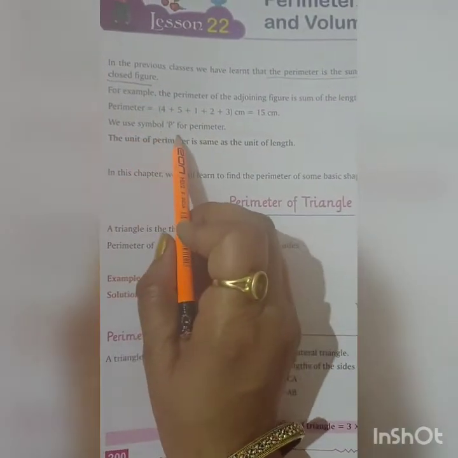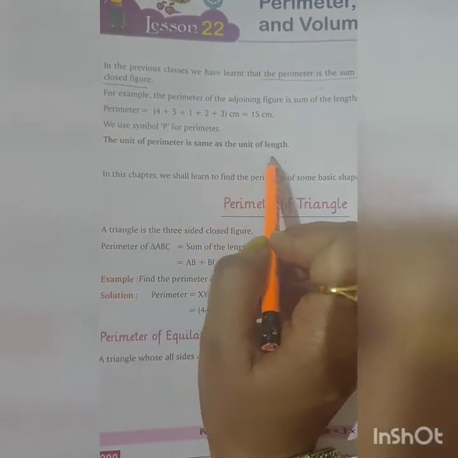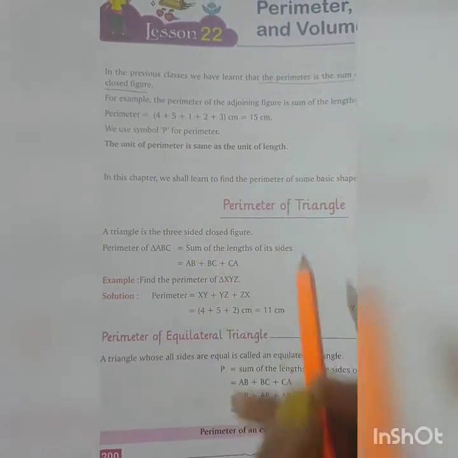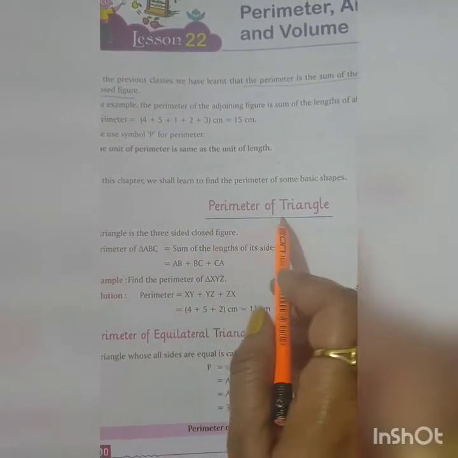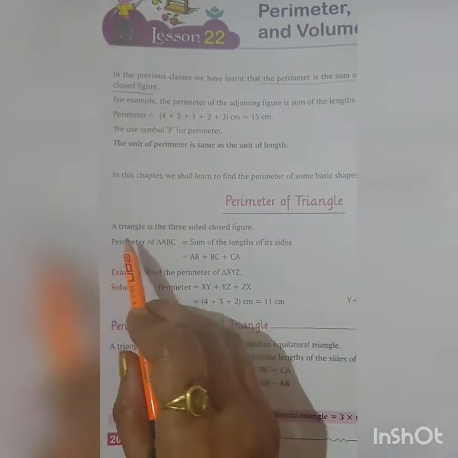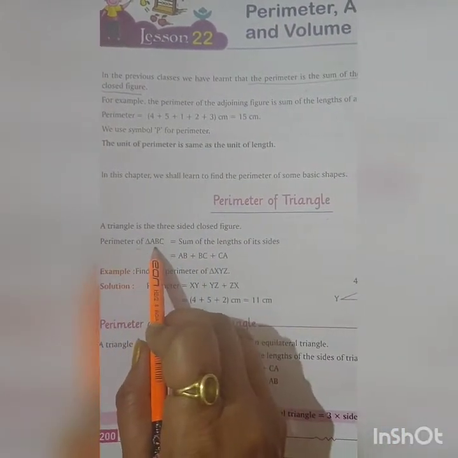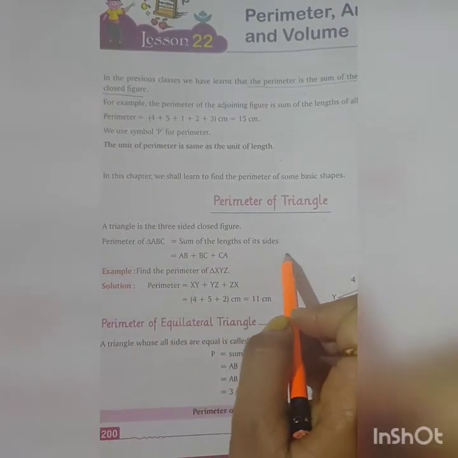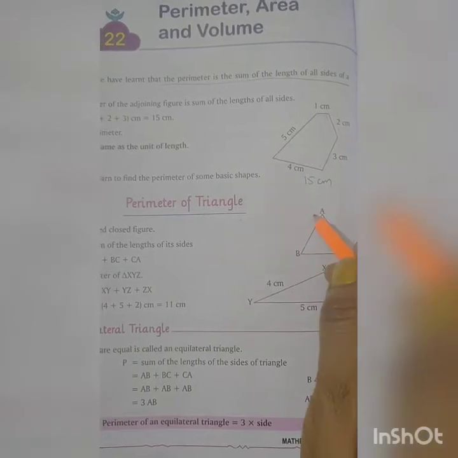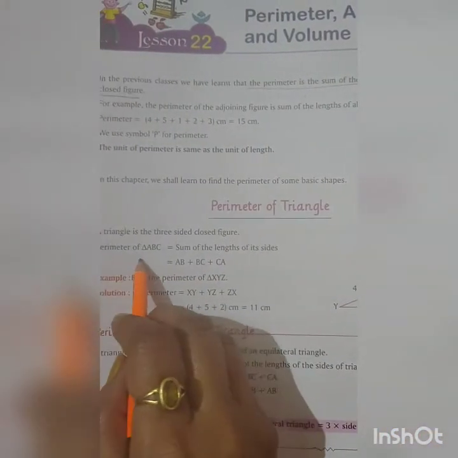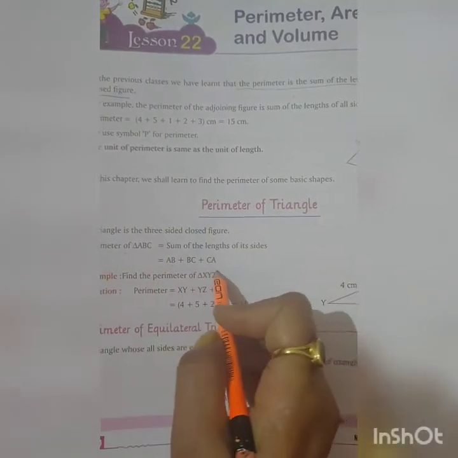Here the symbol P is for perimeter, and the unit of perimeter is same as the unit of length. The first thing here we have to study is perimeter of triangle. A triangle is a three-side closed figure. So perimeter of triangle is sum of length of its sides. For example, if we are having a triangle ABC, so to find the perimeter of triangle ABC, it is AB plus BC plus CA.